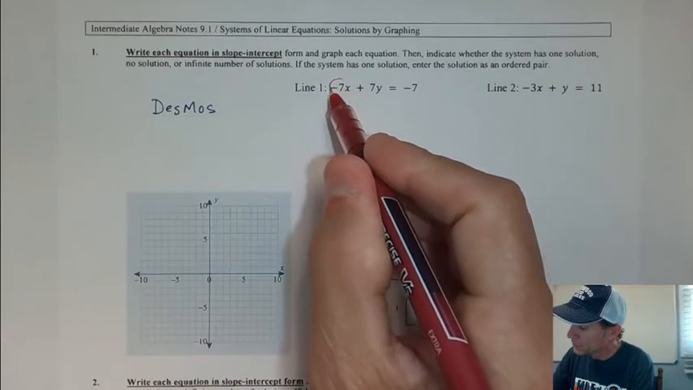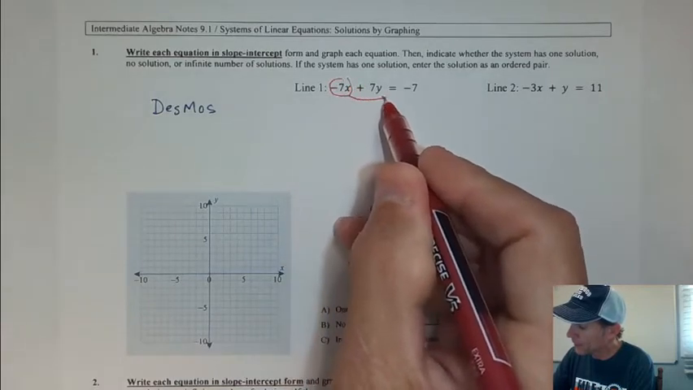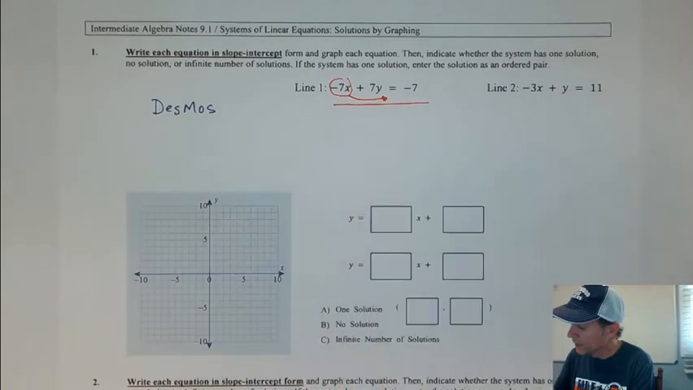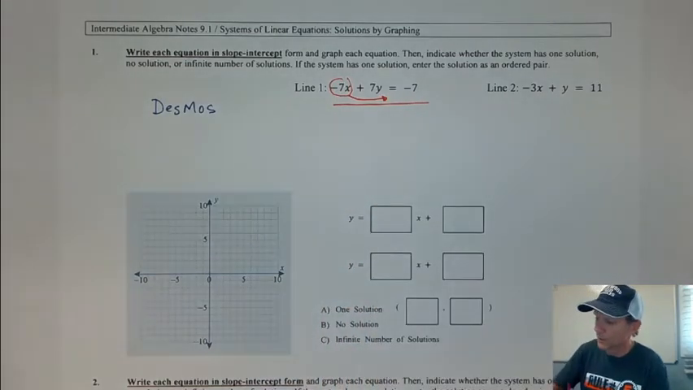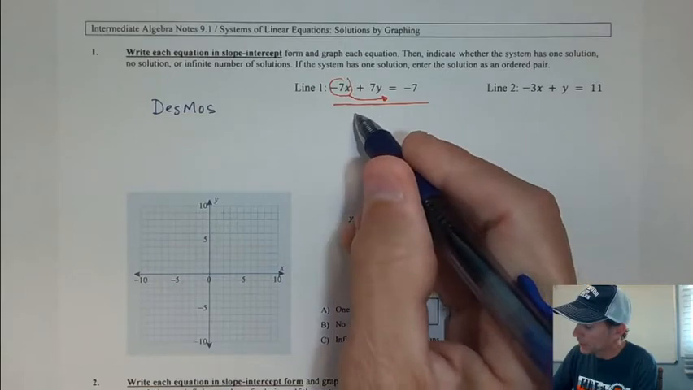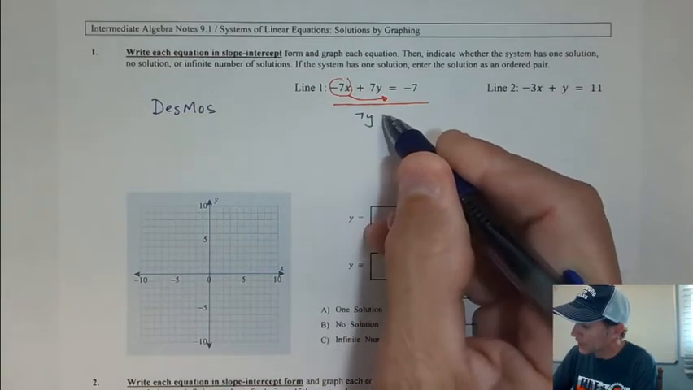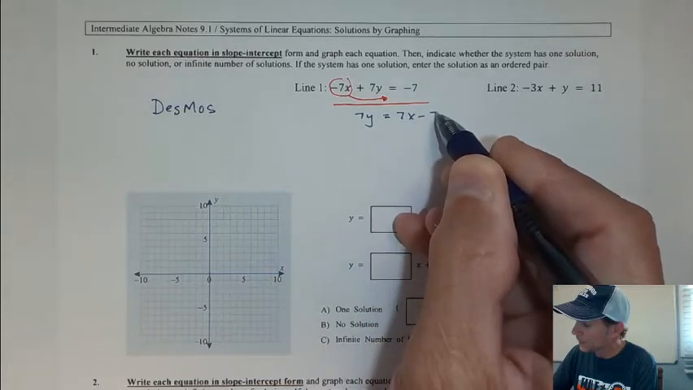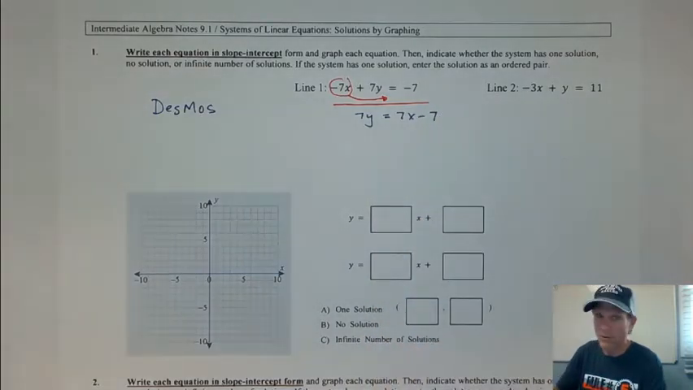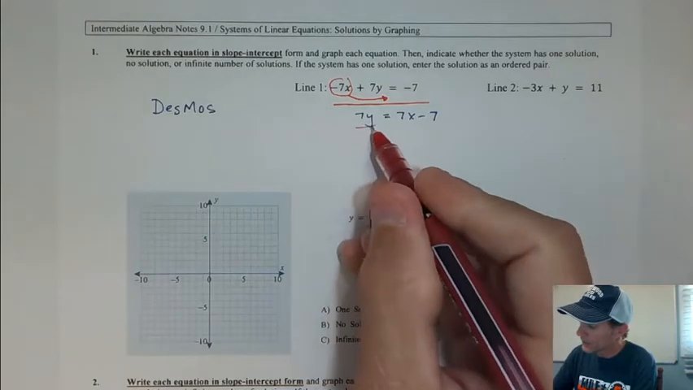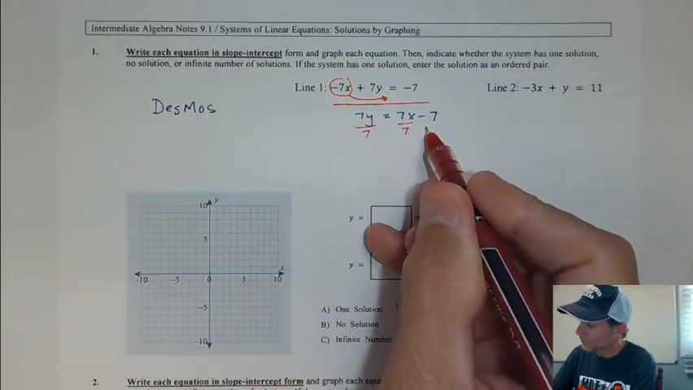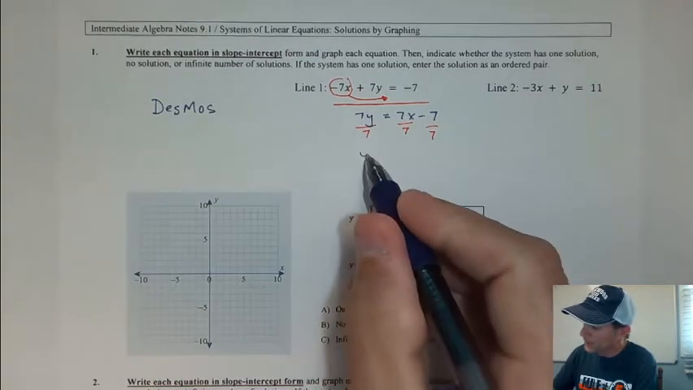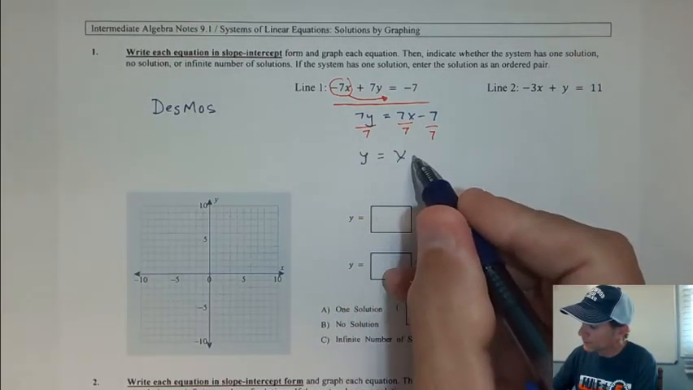We could use this moving method, or it's kind of the addition method. I'm going to move the negative 7x over, and it's going to change signs as I move it to the other side of the equal sign, and I'm going to place that right after the equal sign, just so I can get it into slope-intercept form, and then I'll divide by 7 to get the coefficient in front of y equal to 1. So what I get here is y is equal to x minus 1.